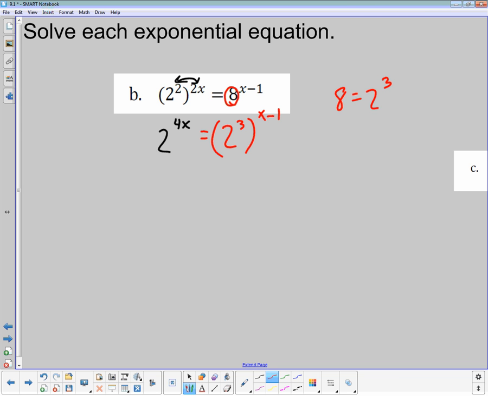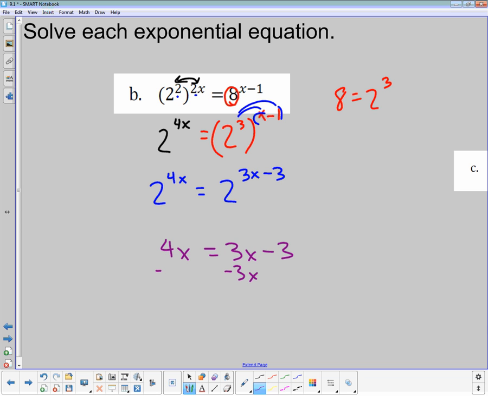And now I can, using my power of powers property that I used over here, multiply these. This is going to be distribution. So I have 2 to the 4x on the left equaling 2 to the 3x minus 3 on the right. Now I have the same base. Now I have exponent equaling exponent, and I can solve. So I'd have 4x equals 3x minus 3. I would subtract 3x. I'd get x is equal to negative 3. So that's my value there.